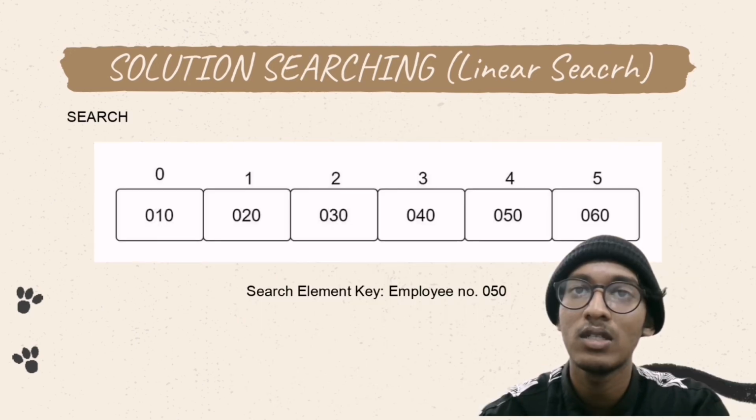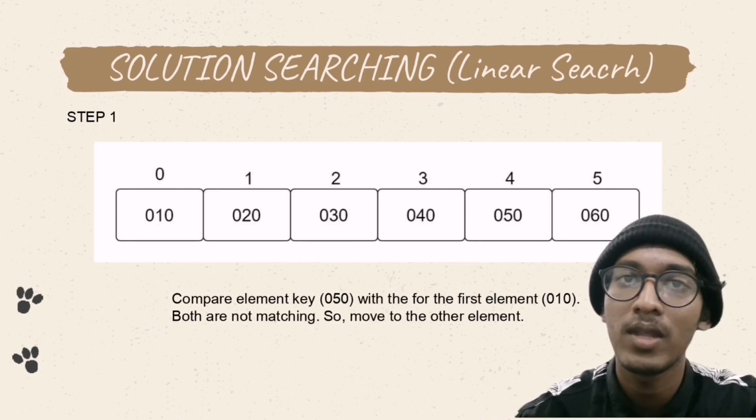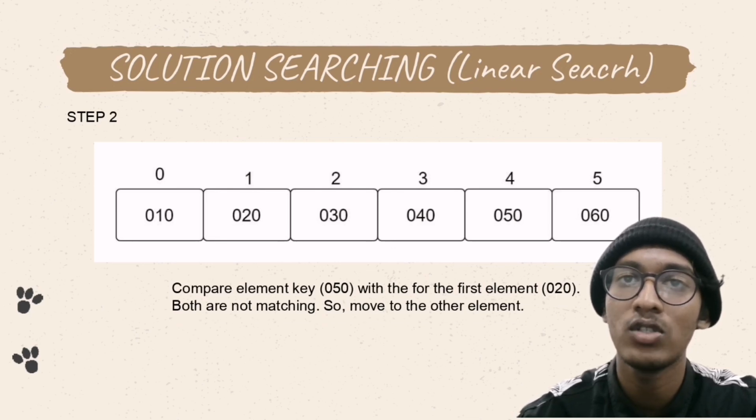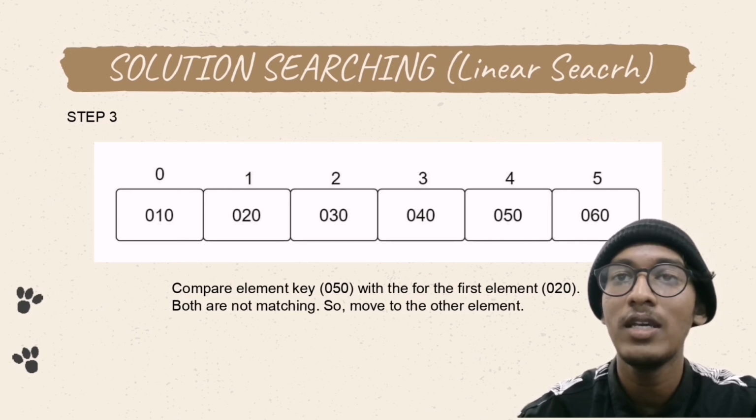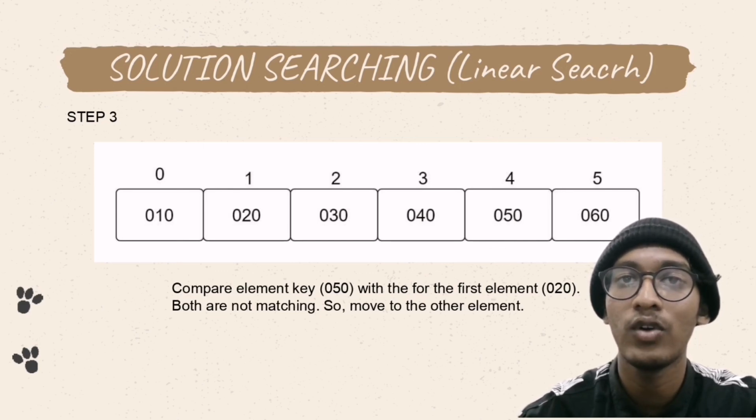After sorting, searching is needed to find employee number 050. I'll be using linear search to search for the element key, which is number 050, but you can use another method for searching, which is binary search. By using the linear search method, the key element will be compared one by one with each element in the list until the element key matches an element contained in the list.